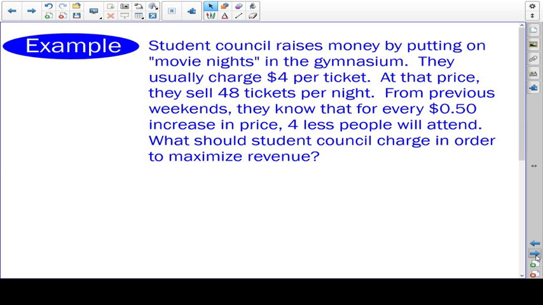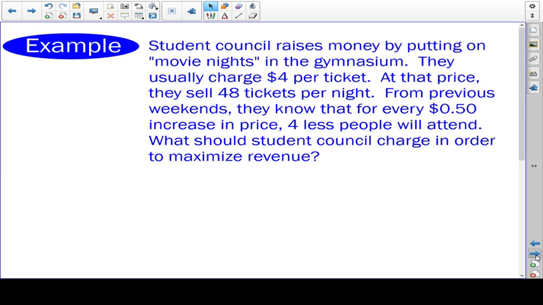In these questions, you're given how many people are going to come out at the $4 price. That's like your basis. From there, we're told that if they increase the price by 50 cents, and that's true pretty much everywhere in the world, if you raise the price on something, less people are going to buy something. It's not always true, but it's mostly true. For every 50-cent increase, 4 less people will attend. So mathematically, what we want to find is how much should they charge per ticket to maximize the amount of money they're making. So this is a word problem.